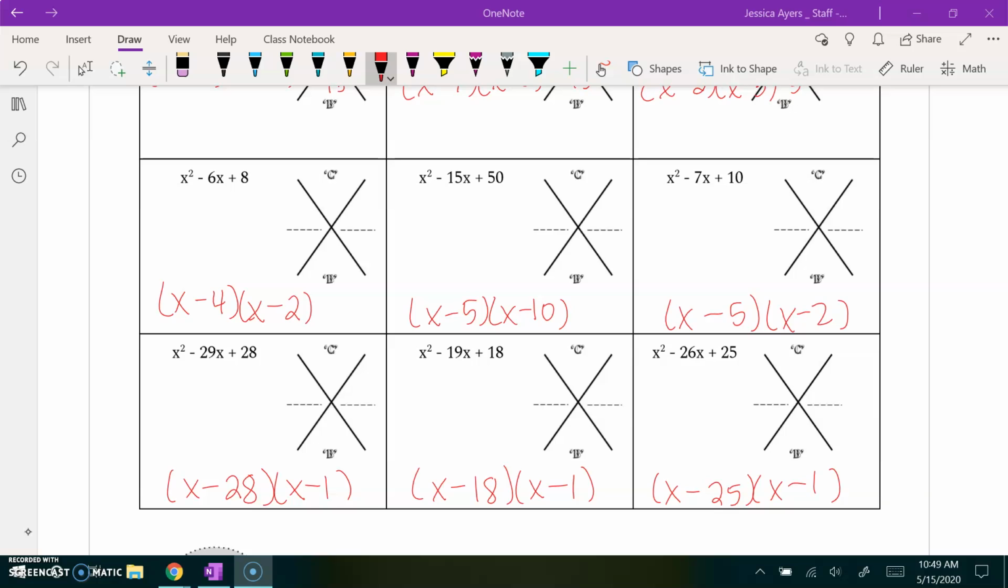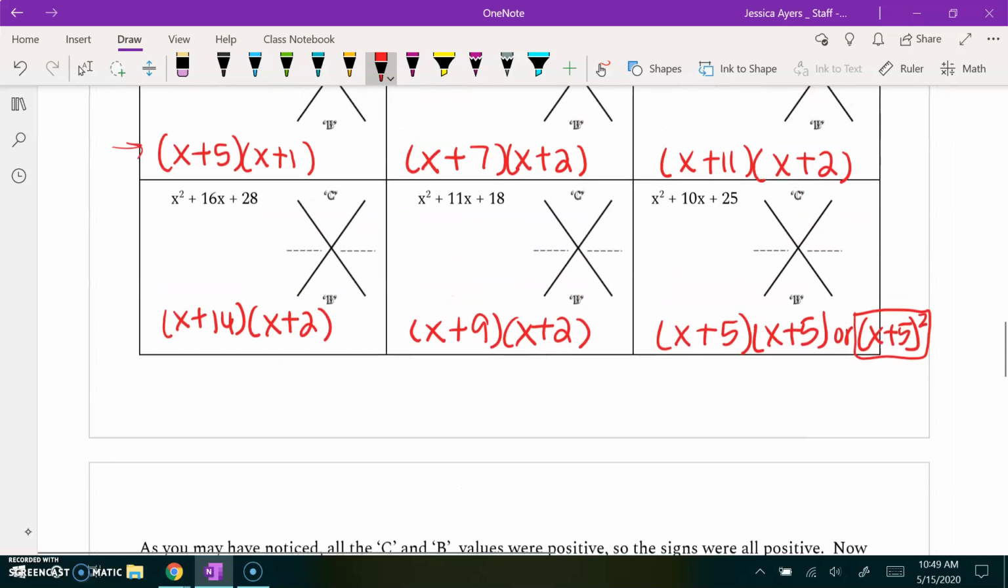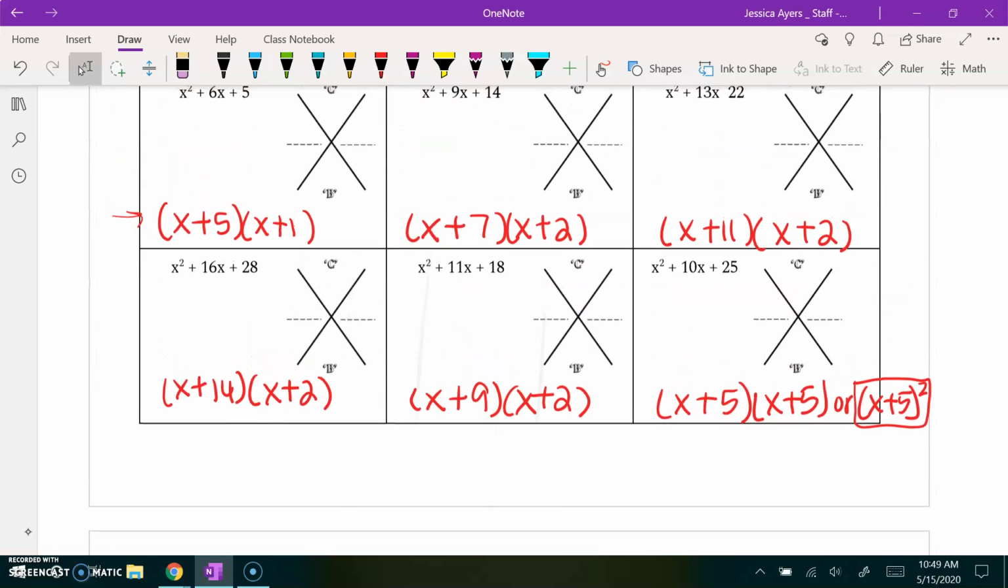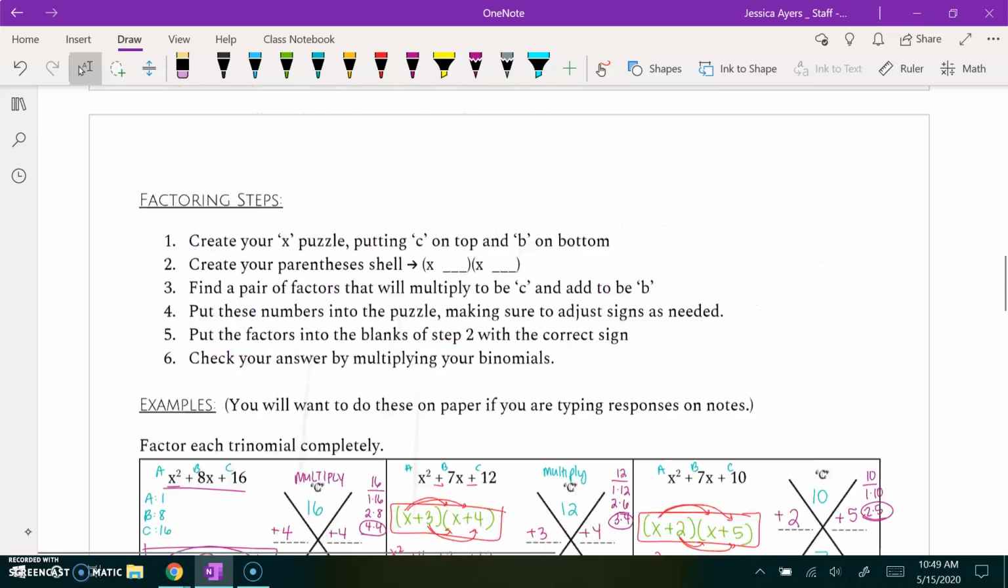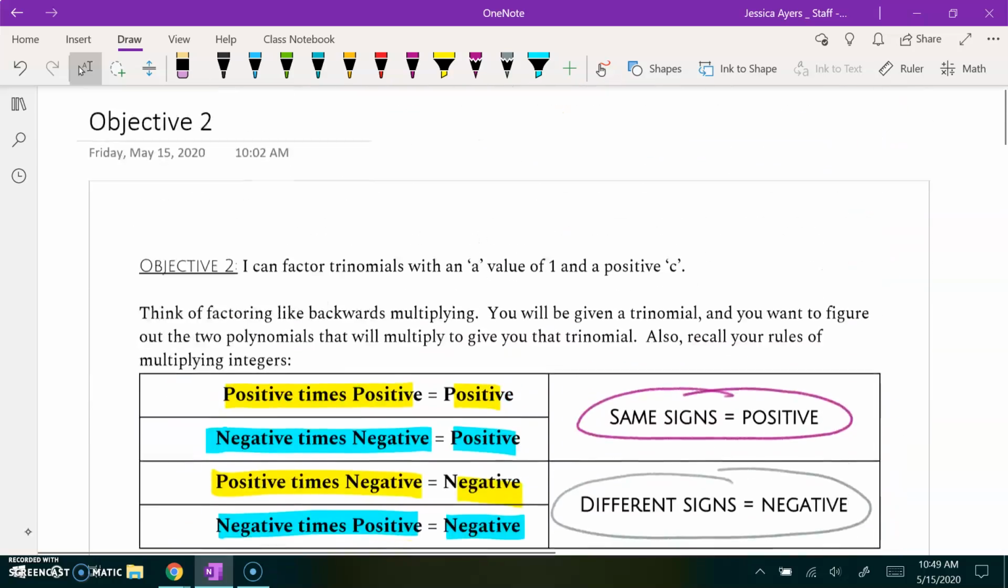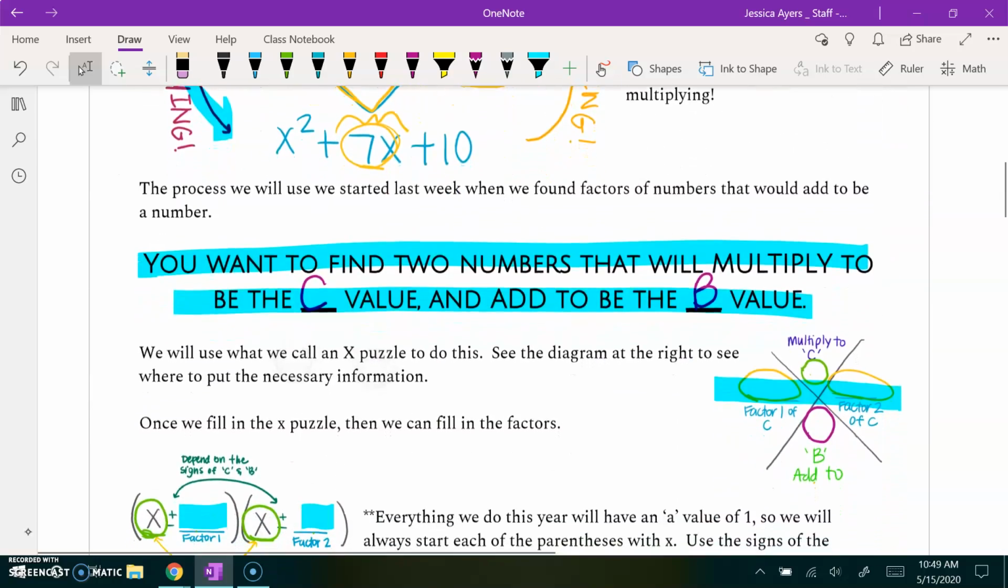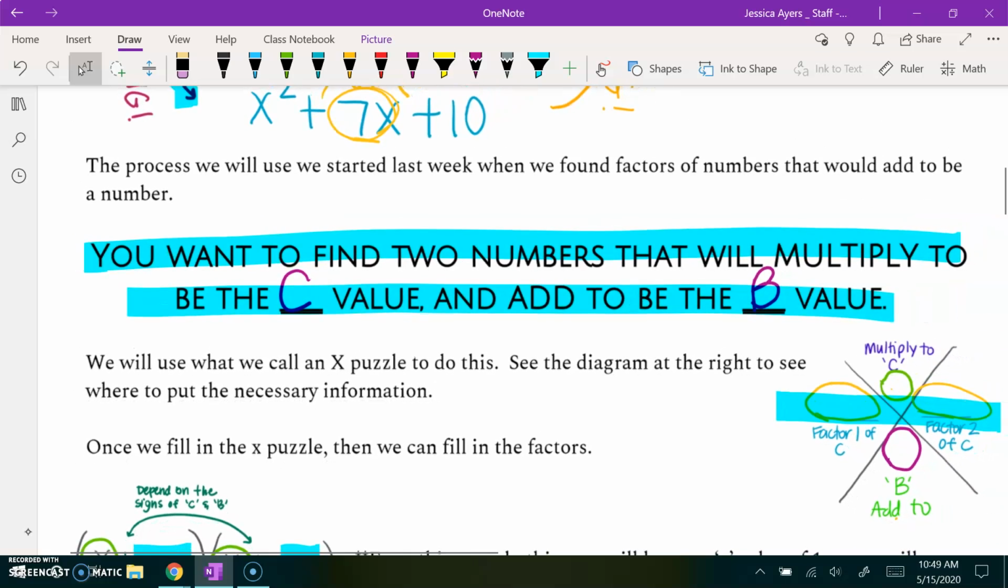So, to recap, I'm just going to scroll up to the page that we want to recap from. This piece right here. You want to find two numbers that will multiply to be C and then add to be B. Make sure you're watching your signs.